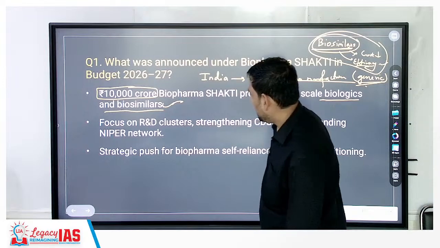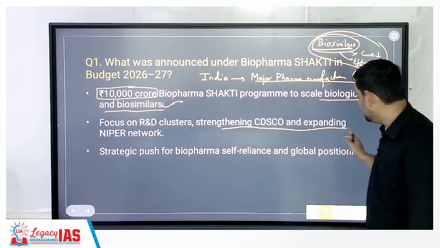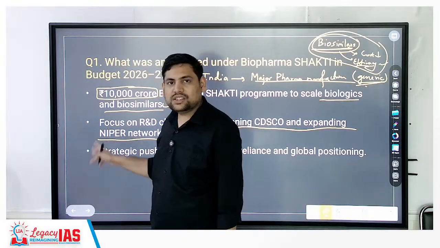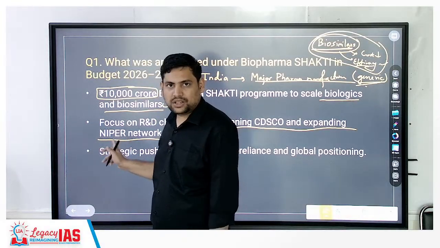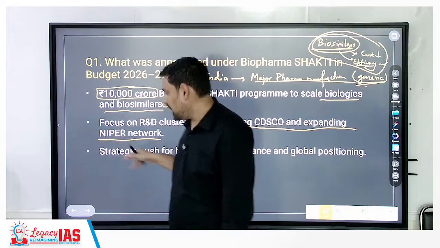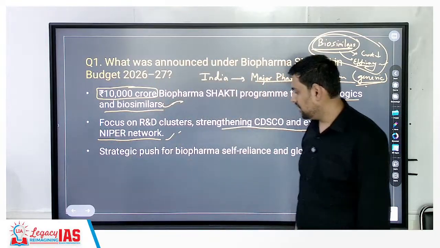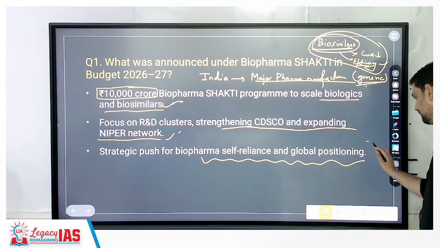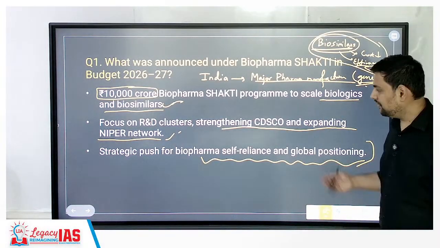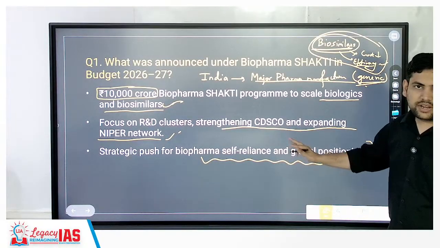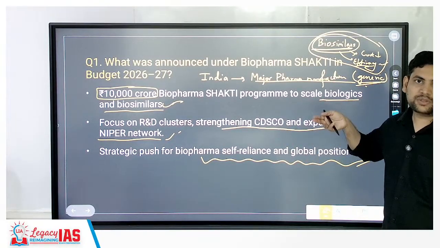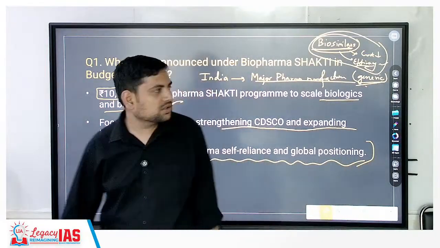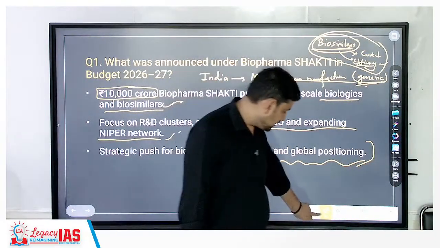Then focus on R&D clusters, strengthening CDSCO and expanding the NIPER network. This is the National Institute of Pharmaceutical Education and Research. Okay, so we are trying to expand its network. Strategic push for biopharma self-reliance and global positioning. This is also our aim, that we want to develop our own everything. So we want to develop biopharmaceuticals also, but you know that the main focus point will be biosimilars.